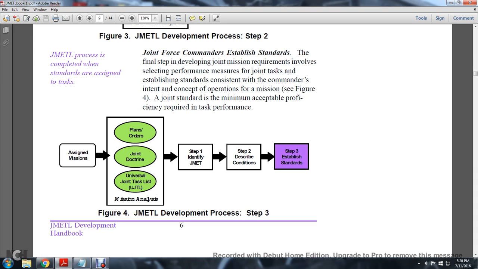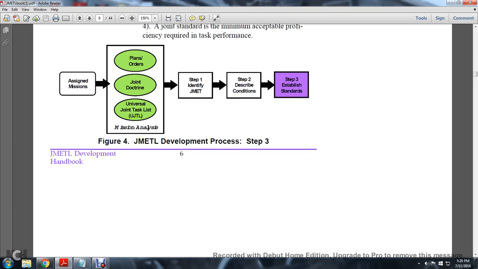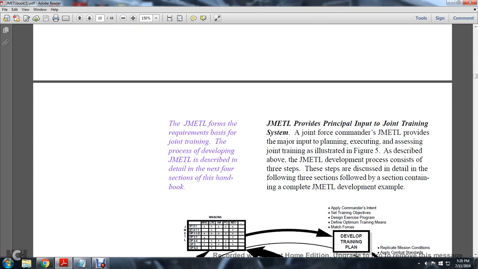Step 3: the assigned mission with the plan, order, joint doctrine, and universal joint task list, and the three next steps: defining joint mission essential tasks, describing the conditions, and establishing the standards. The Joint Mission Essential Task List forms the requirements basis of joint training. The process of developing the Joint Mission Essential Task List is described in detail in the next four sections of the handbook. The Joint Mission Essential Task List provides the principal input to the joint training system.